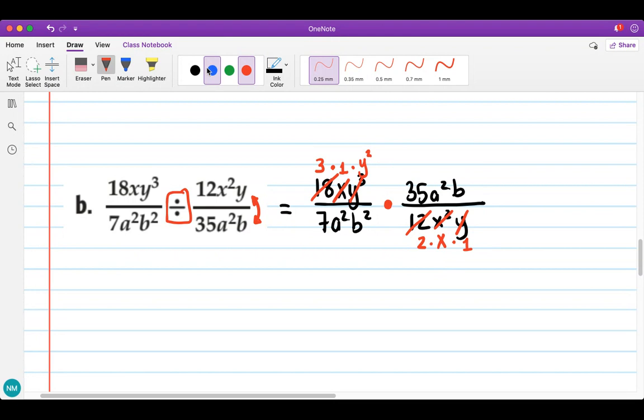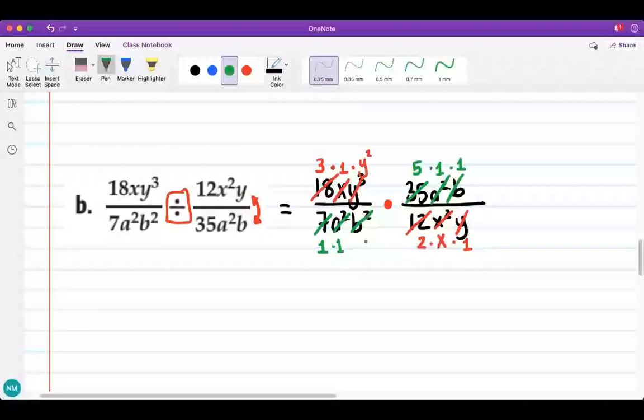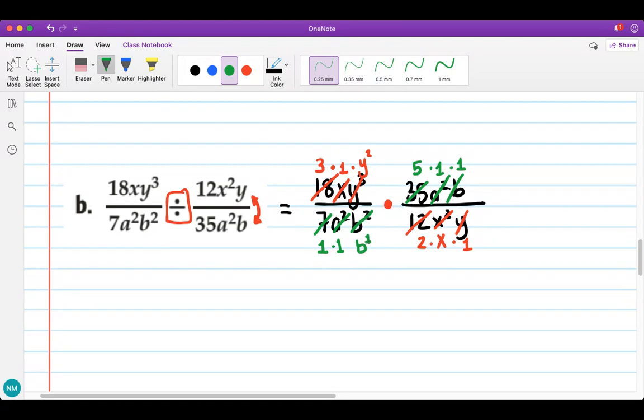Okay, next. Let's do the next thing. 35 and 7. Well, 35 is divisible by 7, so 7 divided by 7 is 1. 35 divided by 7 is 5. A squared and a squared just cancel out, just become 1. And b squared and b, we could take away 1b. And if I take 1b away from here, there's 1 left.